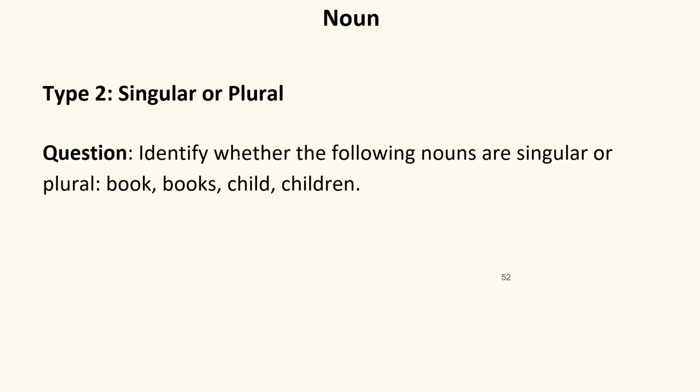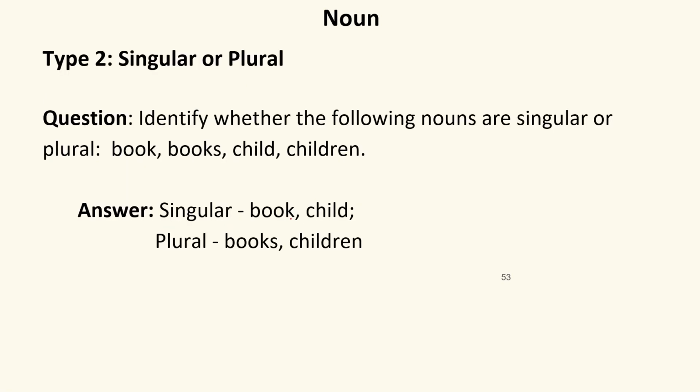Now again you are asked a question: identify whether the following nouns are singular or plural. In the case of book and books, book is singular, books is plural. Child is singular and children is plural.